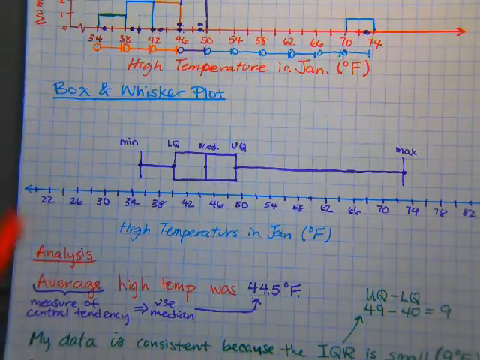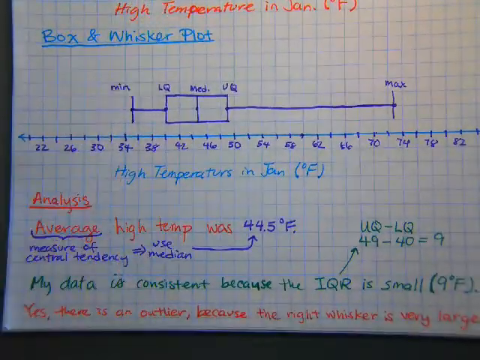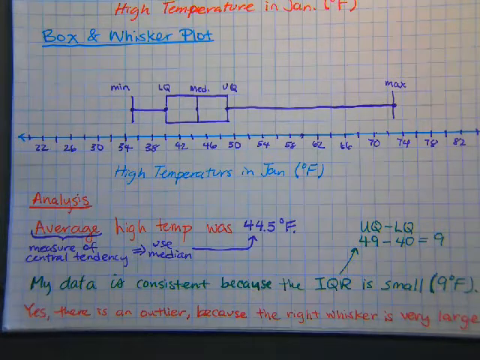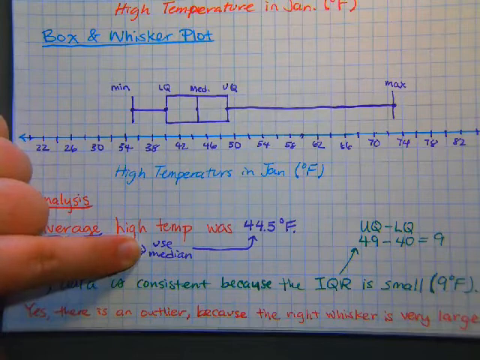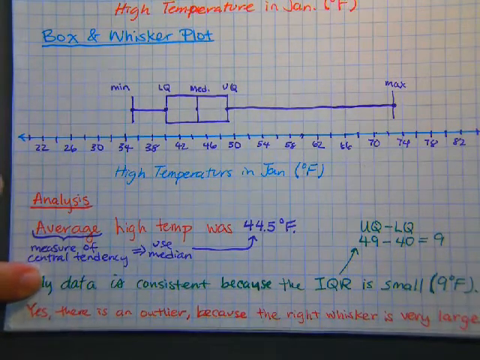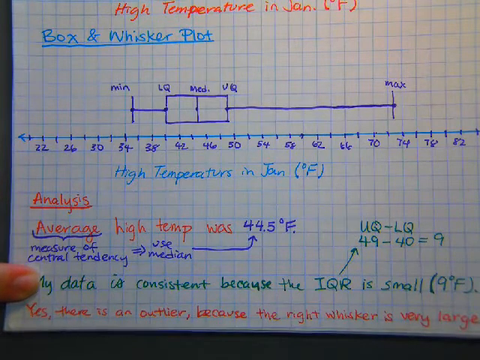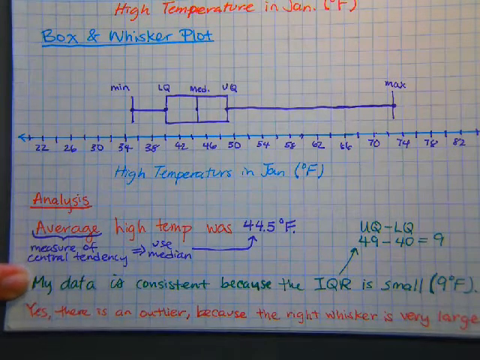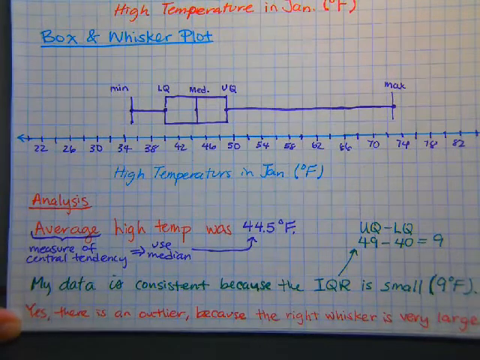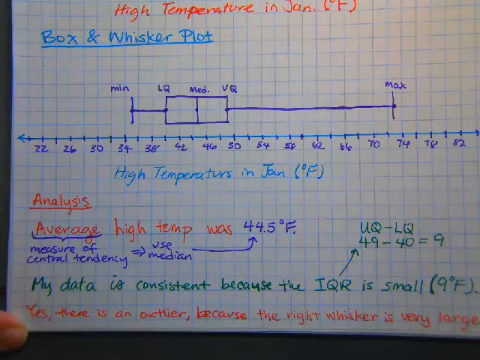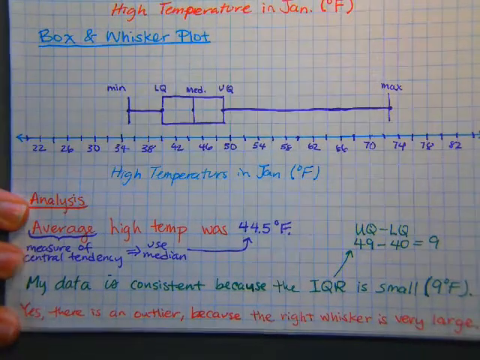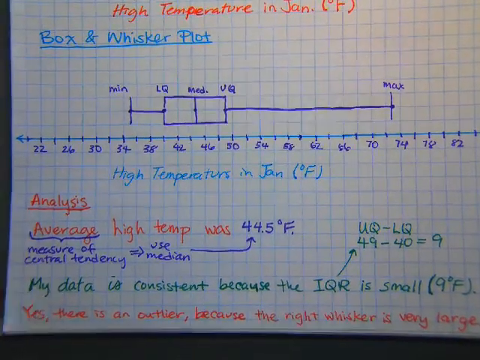Remember, average just means central tendency. It doesn't necessarily mean mean. So I used the median, and you're allowed to do that too. You already found it. Consistency has to do with IQR, the interquartile range. If you have a small interquartile range, it's consistent. If you have a large one, it's inconsistent. And lastly, are either of your whiskers really long compared to the rest of the data? If so, then yes, you have an outlier. If not, then no, you don't.